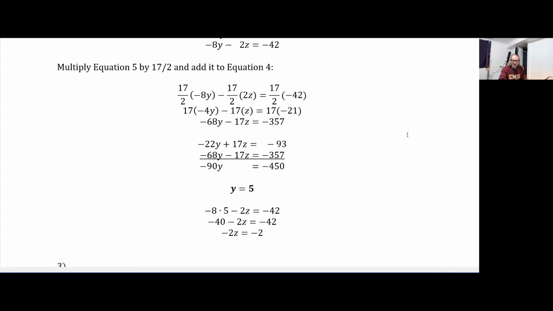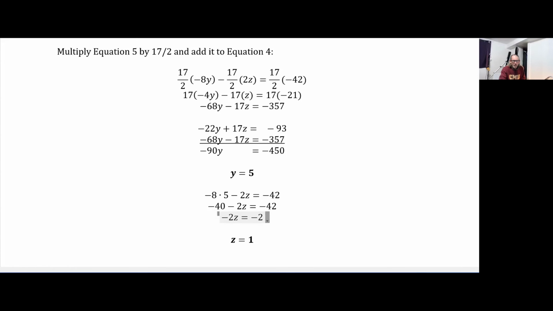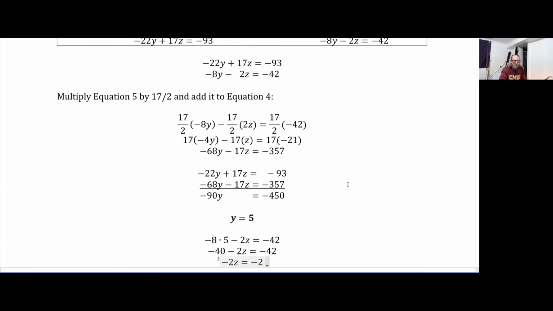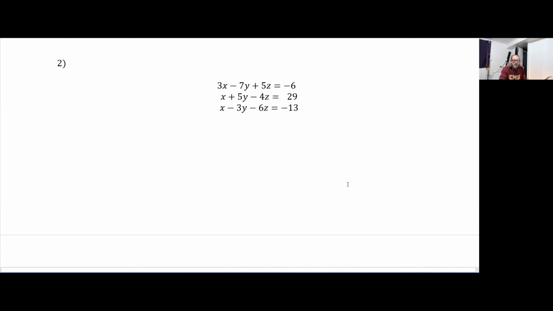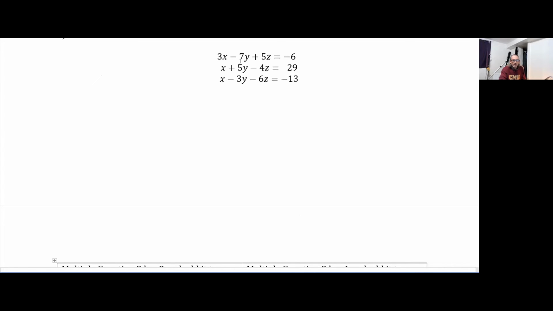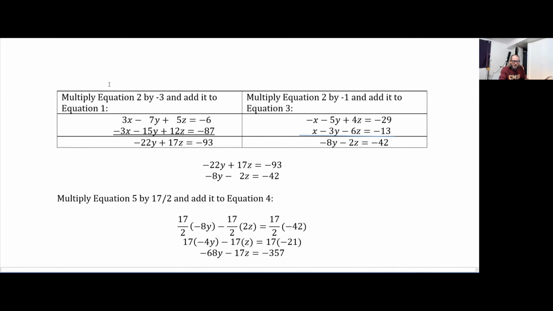And then divide both sides by negative 2 to get that z is positive 1. And now that we have two of the variables, y and z, we can plug those back into one of the original equations and solve for x. And the nicest might be either equation 2 or equation 3. I'm going to go with equation 3. Plug in what we found for y and z and see what we get for x.